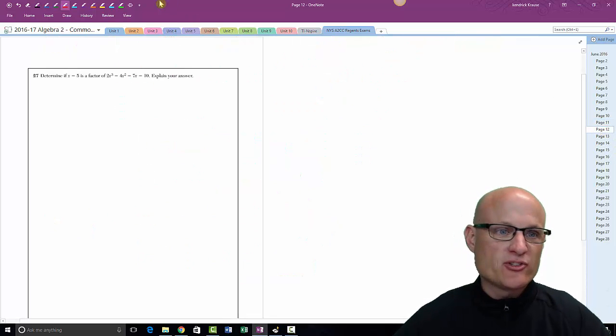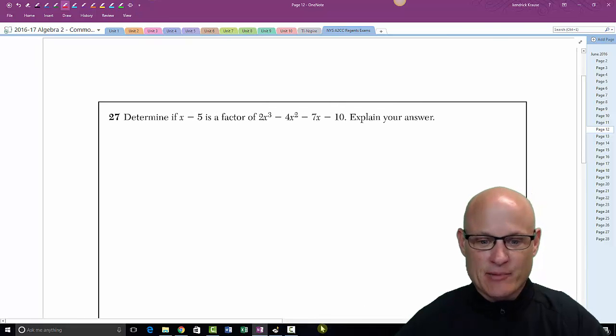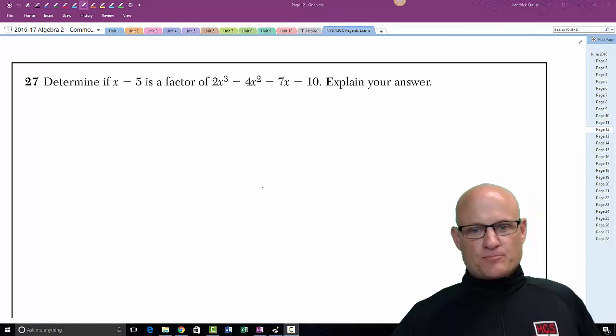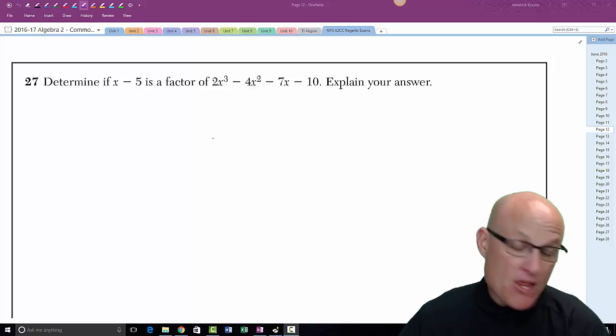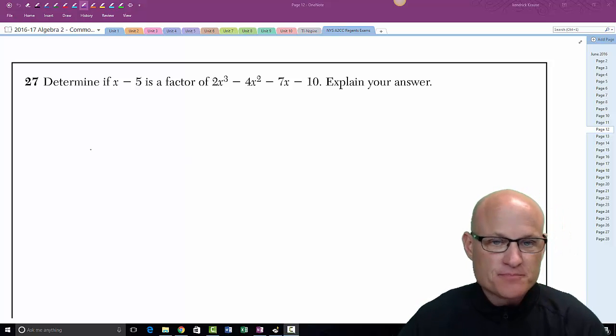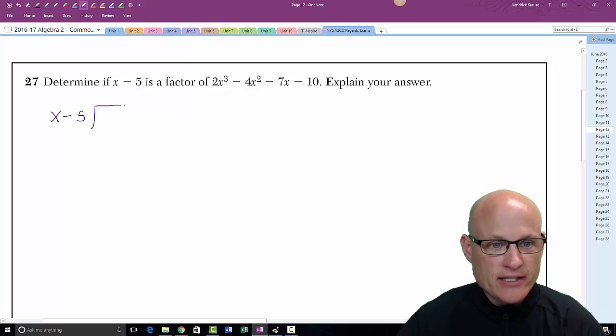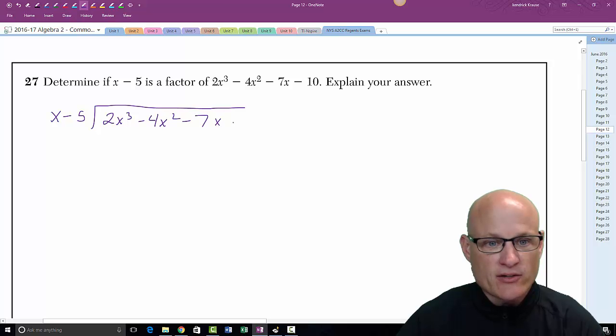All right. Question 27. All right, kids, I'm going to show you three ways to do this problem. The first way is just with long division. We're going to say, okay, does x minus 5 divide evenly into 2x cubed minus 4x squared minus 7x minus 10?